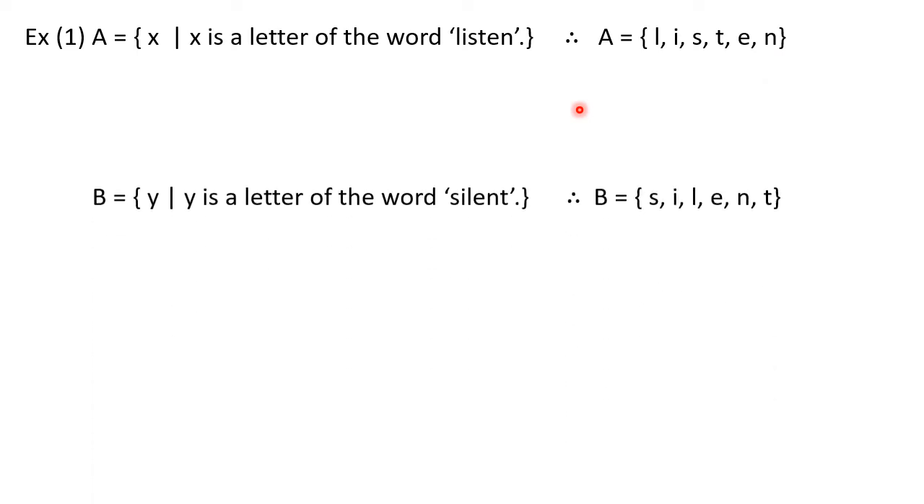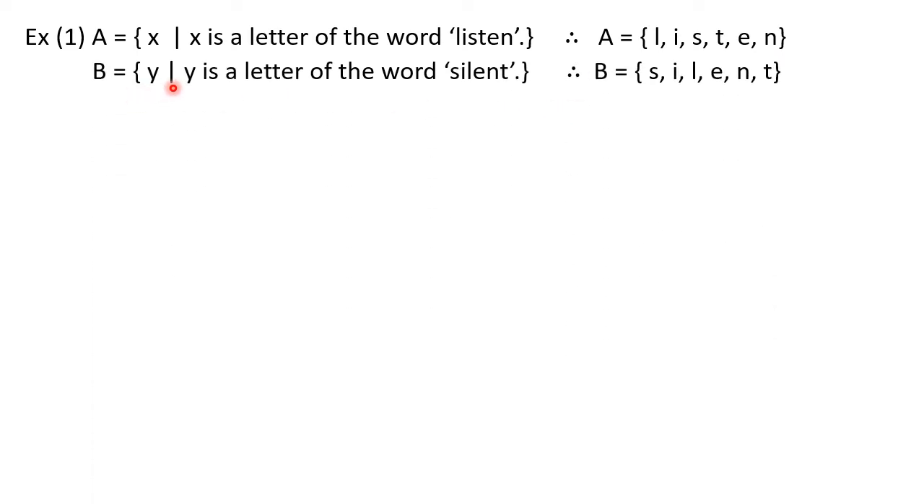Now the second set B is given. Y is a letter of the word silent. B is a set of all y such that y is a letter in the word silent. Here also you can observe that no letter is repeated. So you can write down all the letters in sequence separated by commas, okay, as a list method. Now you have to observe the elements here.